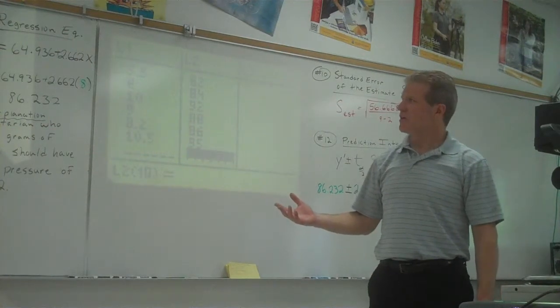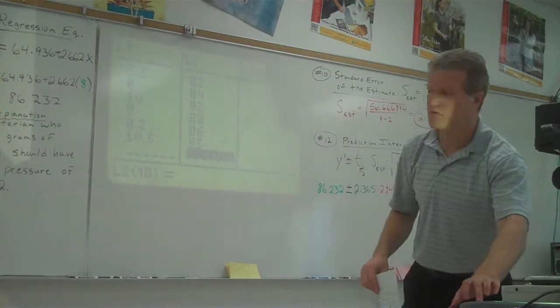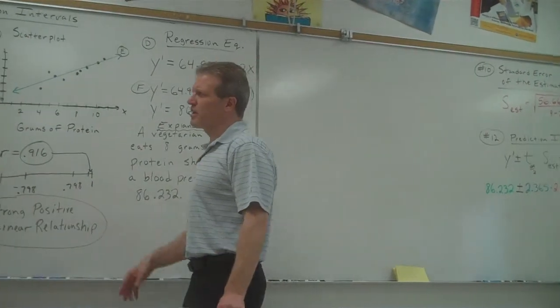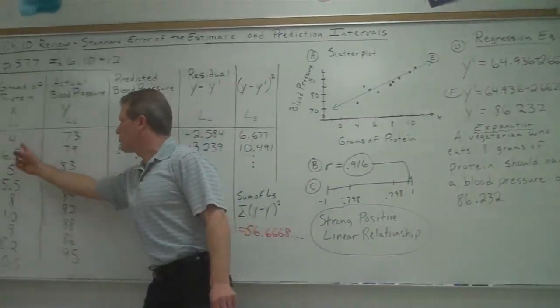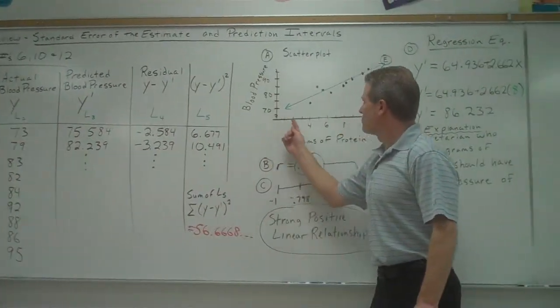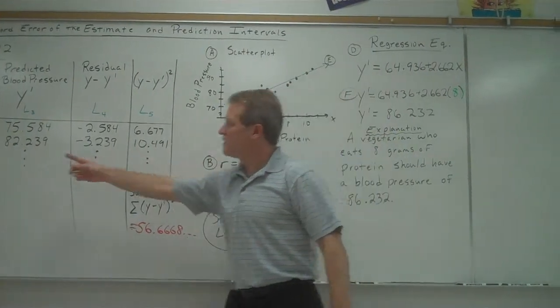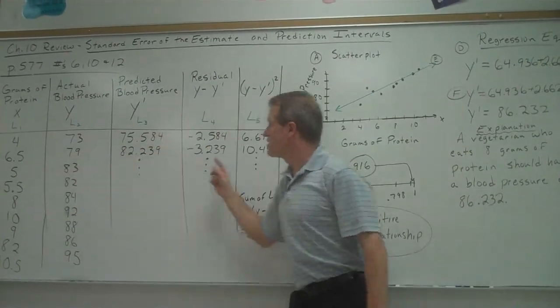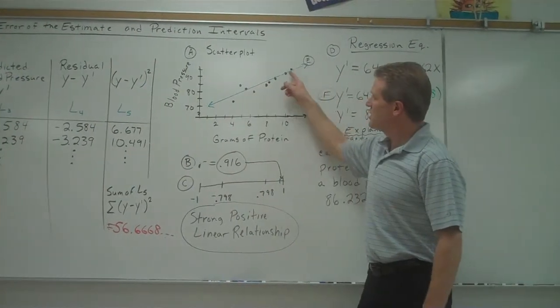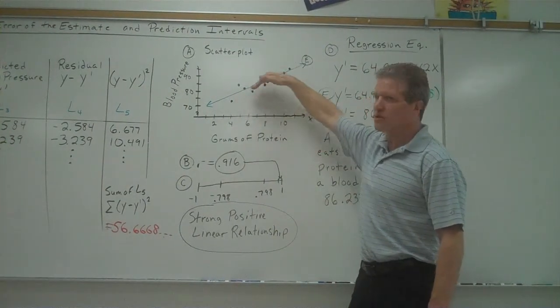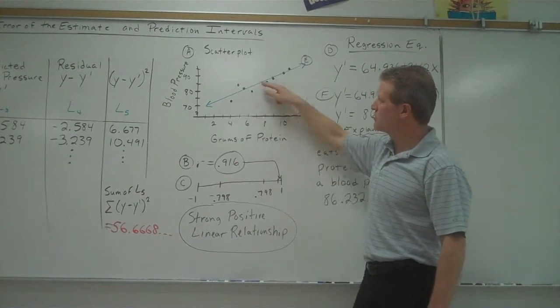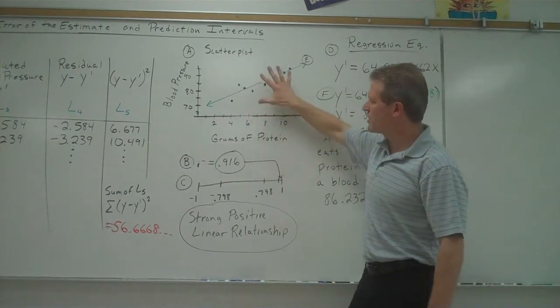First thing I want to do is draw a scatter plot, so I can graph those points. You can do it on the calculator, or what's probably easier is just to graph the point (4, 73). So I go over 4 up to 73, put a dot. Over 6.5 up 79, put a dot, etc. And we can see the black points here do somewhat form a straight line with a positive relationship going uphill. So you draw your scatter plot first.